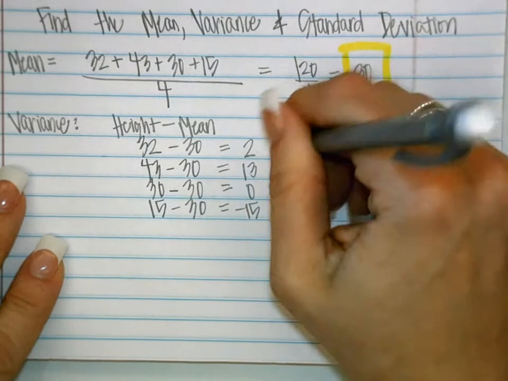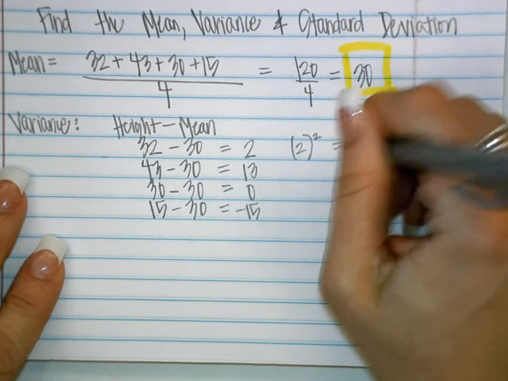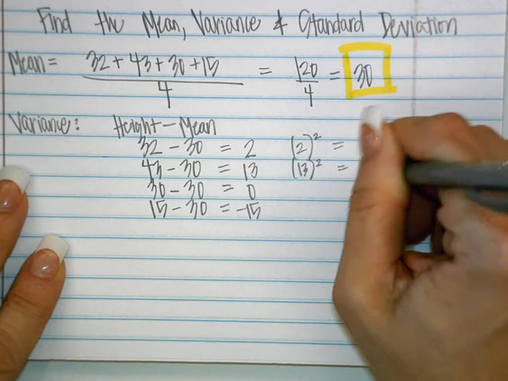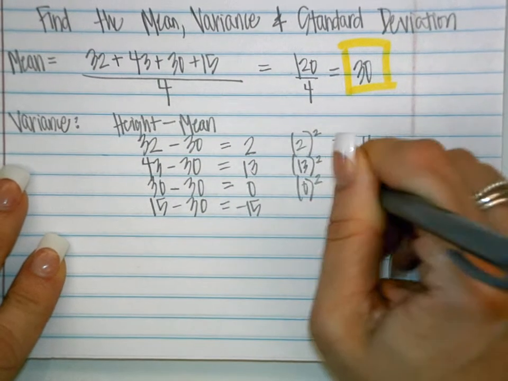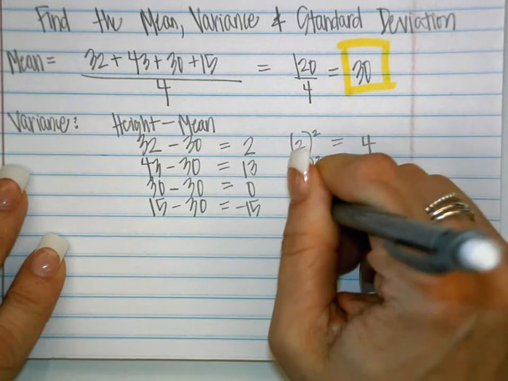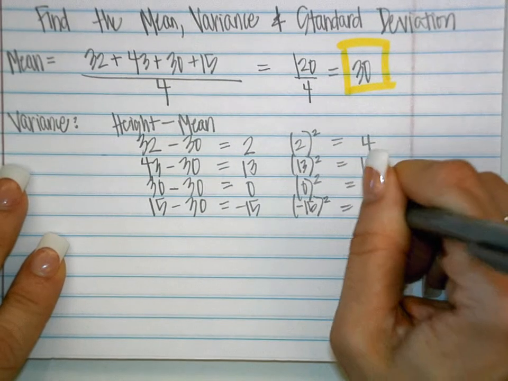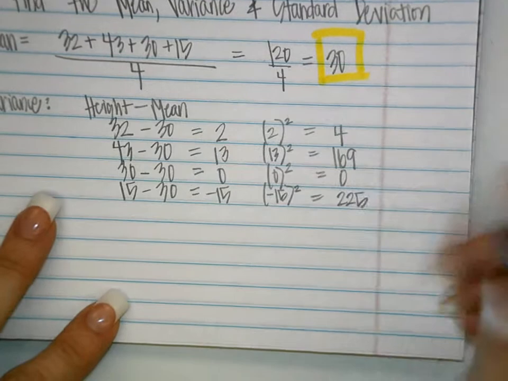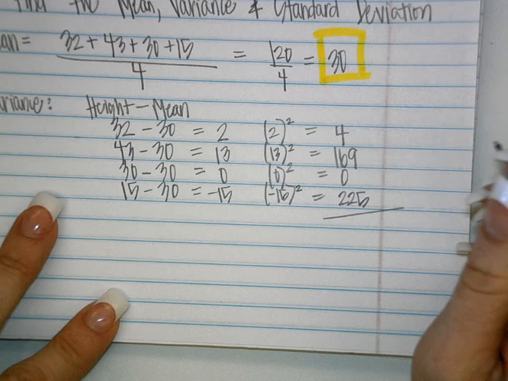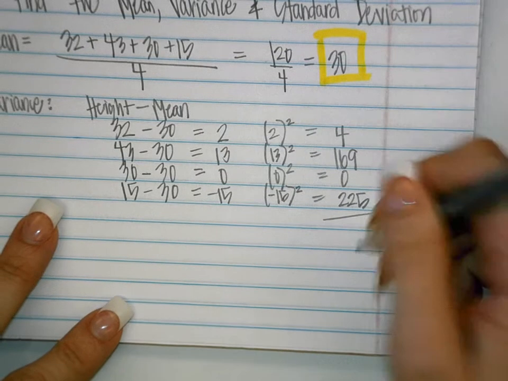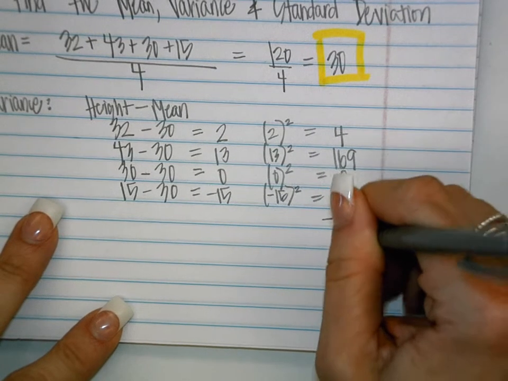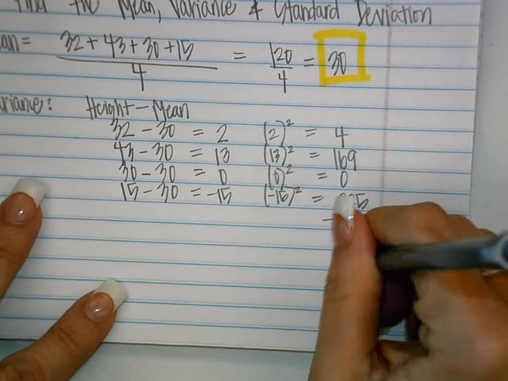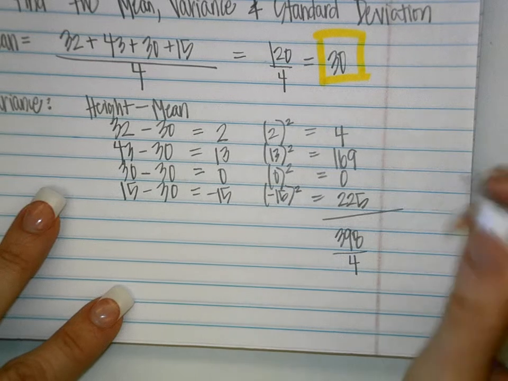Then take each one of these and square it. So 2 squared is 4. 13 squared is 169. 0 squared is 0. And negative 15 squared is 225. Then we want to add all these together. You can just add right here because they're already in a column. You get 398. And how do we find the variance? Divide by 4, right? So we're actually finding the average of those. So 398 divided by 4.